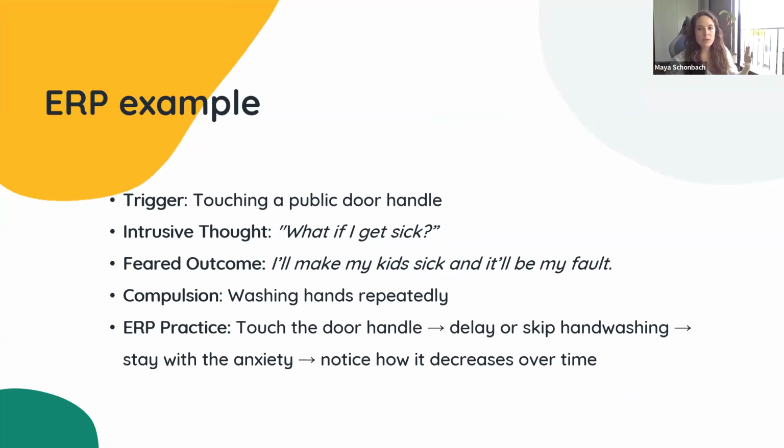So let's go through a simple example of ERP before we continue. Maybe a trigger could be touching a public door handle that brings up the intrusive thought, what if I get sick? Then the feared outcome could be, I'll make my kids sick and it'll be my fault. And for some people, this fear could go even further. You could go through the downward arrow and ask, and then what? And they imagine the worst. They say, what if they die because of me? And that's really the emotional weight that we're working with in ERP. That's why I'm saying I'm not minimizing this by saying it's scary. It is truly, truly terrifying to face these fears. And that's why we do it very gradually, one step at a time. And that's what's so challenging, but also powerful with ERP.